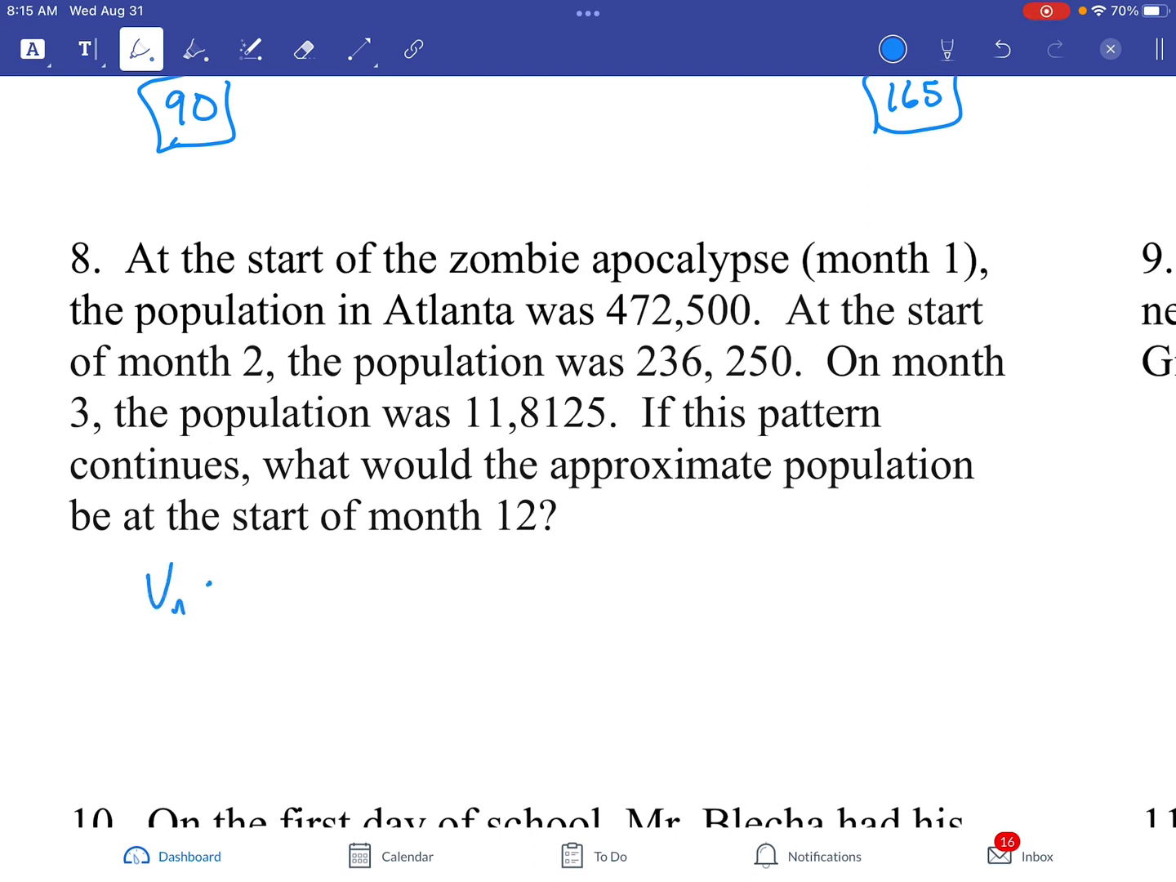So I have u sub n is equal to the first term, which is 472,500, times 1/2 to the 12 minus 1 power. So 0.5 to the 11th times 472,500 gives me 230 people. It says 0.71, but you can't have 0.71 of a person, so we have to round down.